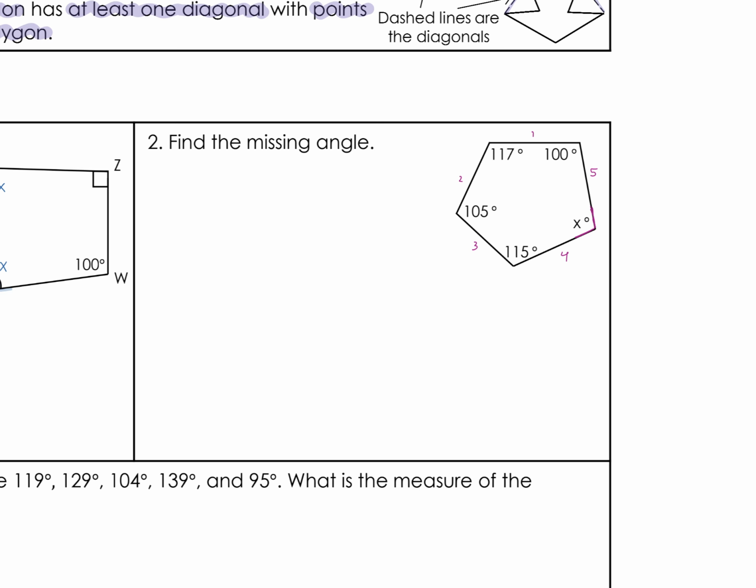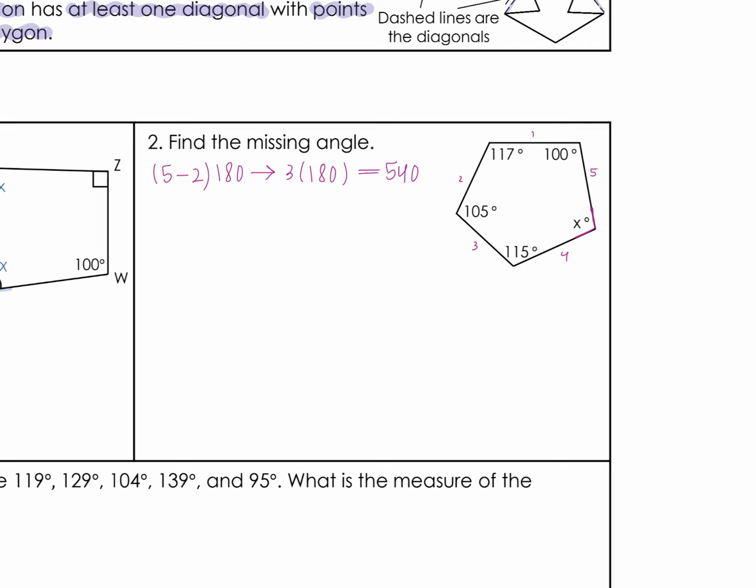So I'm going to start off by finding my sum. So I'm going to take that 5 minus 2 times 180. Well, 5 minus 2 is just going to give me 3, times 180 is going to give me 540 degrees.